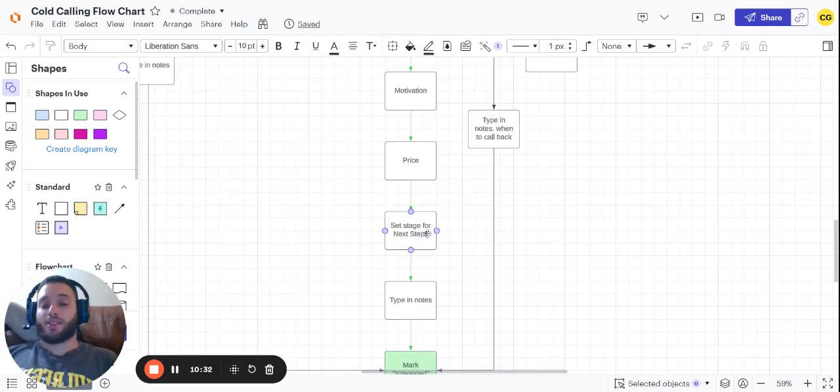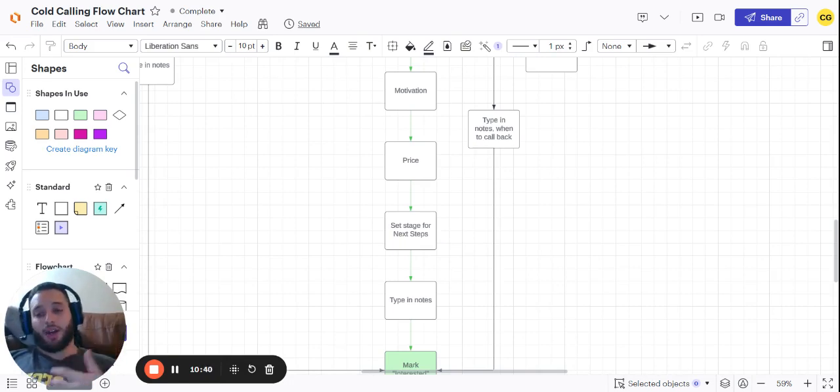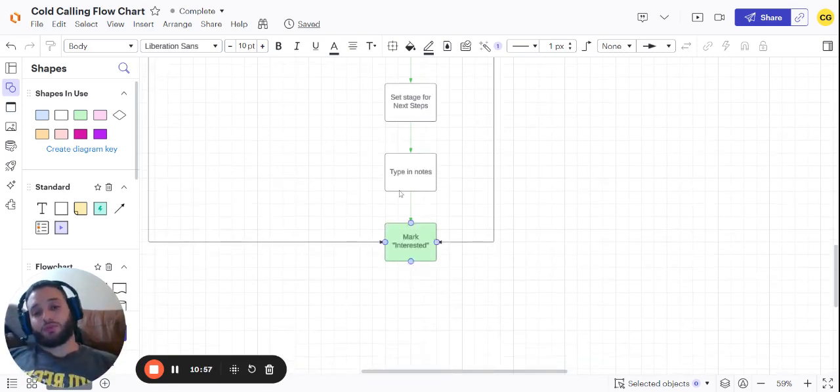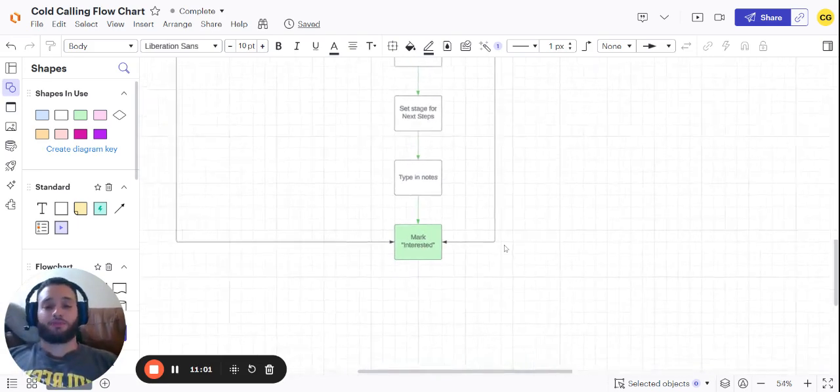And then set the stage for the next steps. So that would be, okay, so next step for us would be one of my partners. You could say my name. My partner Carlos will be giving you a call to get some more info on the house, and then he'll go from there. When will be the best time for him to give you a call back? And also the question in the script, is this the best number to reach you at? And then you type in all the notes and mark it as interested.